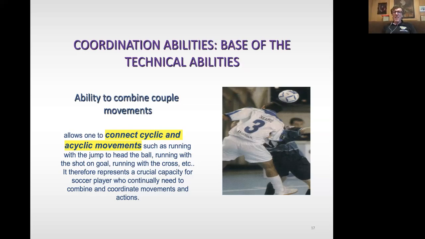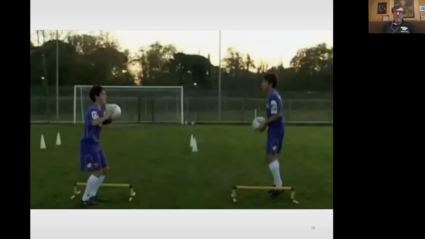Okay, what is combining two moves? Basically it is connecting a cyclic and an acyclic movement. What does that mean? Cyclic is when you're running or walking, that's a continuous movement. And acyclic is a single gesture, like if you throw, kick, or jump. So I think it's a quality that a soccer player needs to have.